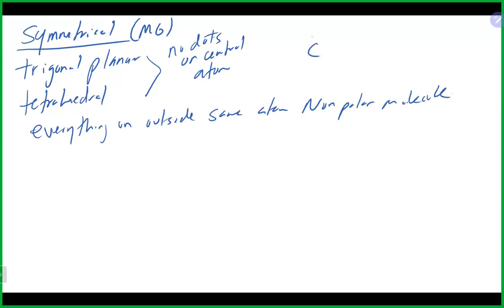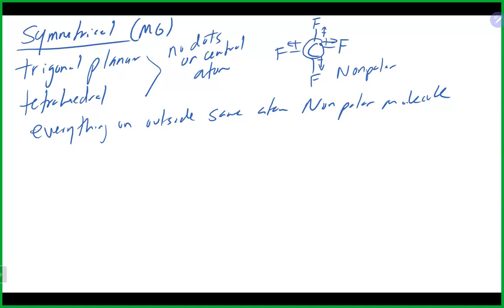So if you had something like this, there are polar bonds heading towards the fluorine. It is more electronegative. But when I look at it, I see no dots, and I see everything on the outside is the same. It's going to be nonpolar, this molecule, because they're all going to pull equal and opposite like a rope. Everybody pulling equal and opposite of each other.